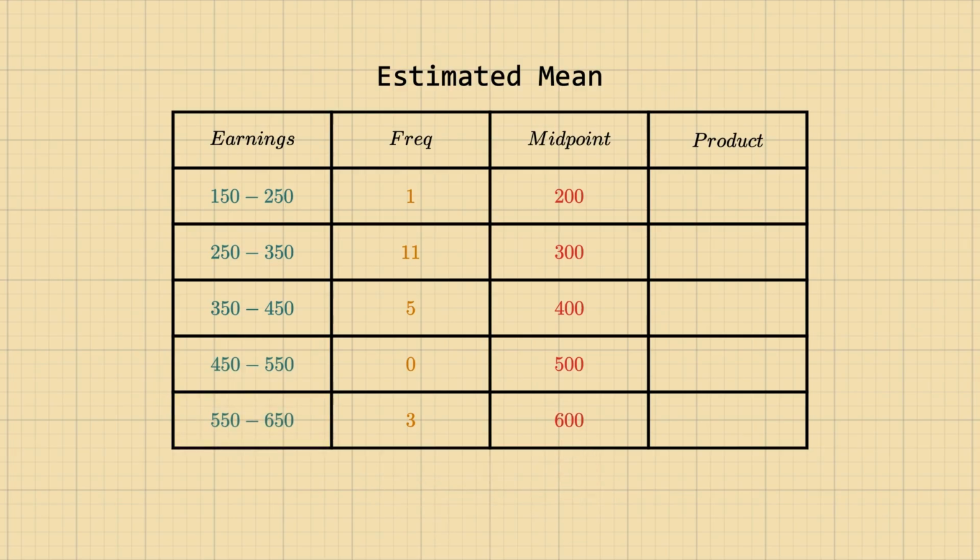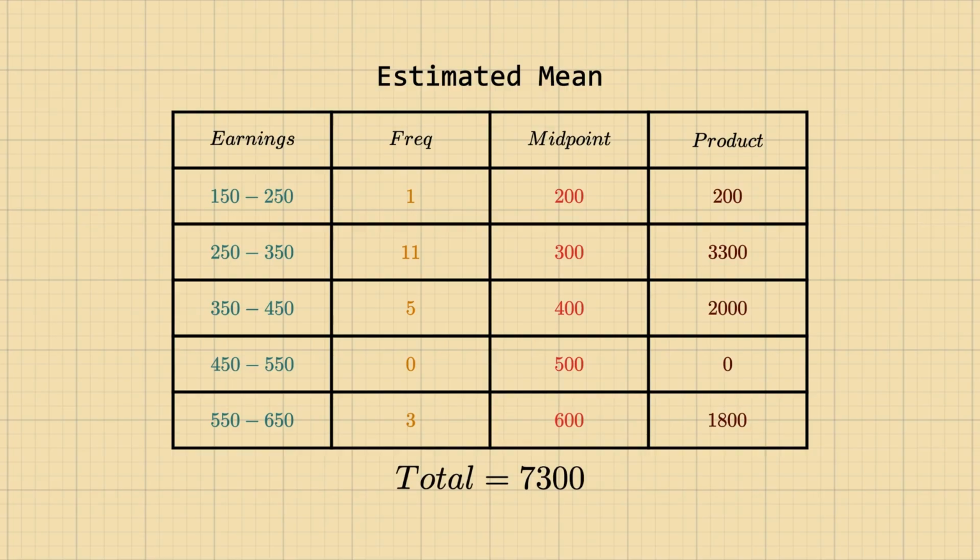Now that we have the midpoints, the next step is to multiply each midpoint by its corresponding frequency. This gives us an estimate of the total earnings in each group. So we calculate 200 times 1, which is 200, 300 times 11, which is 3300, 400 times 5, which is 2000, 500 times 0, which is 0, and 600 times 3, which is 1800. Now we add all of these values together. This gives a total of 7300 pounds. This represents the estimated total earnings of all 20 workers.